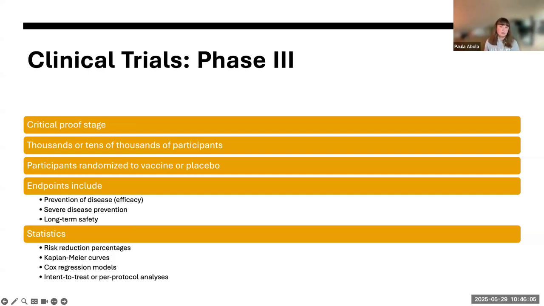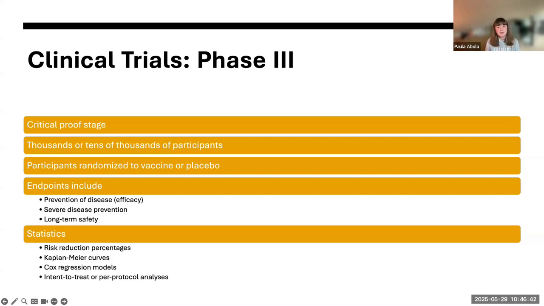Here, endpoints include firstly the prevention of the disease. So does the vaccine actually prevent infection with the target virus? Secondly, severe disease prevention. So even if mild cases occur and some people get infected, does the vaccine prevent hospitalizations or deaths? You probably heard of this a lot during the COVID-19 pandemic, that people were saying, I got the vaccine, but I still got sick. And yes, that can happen. But we were looking at how much less likely these people were to be hospitalized or to die.